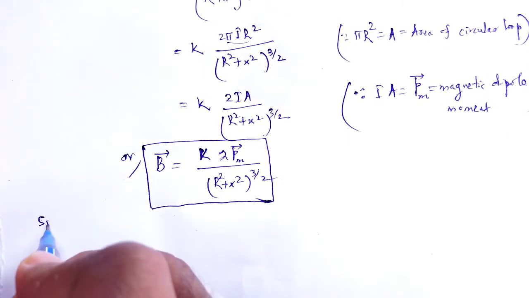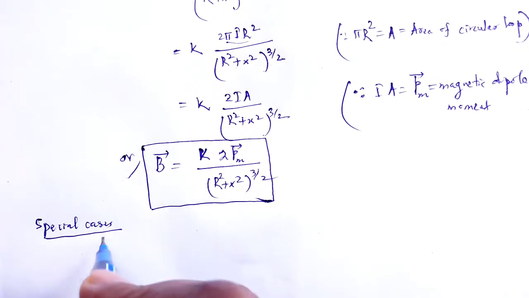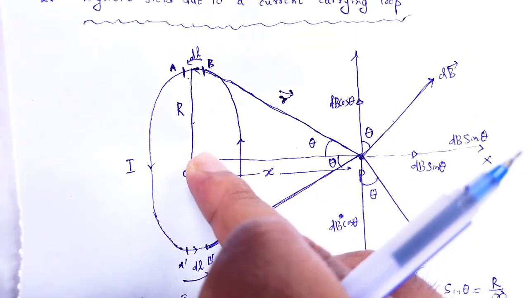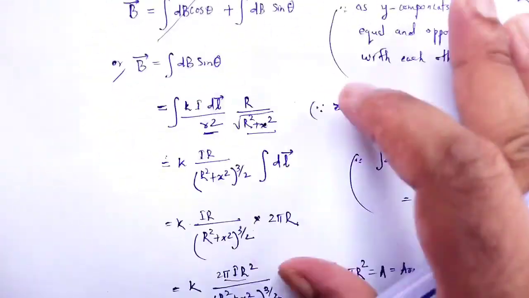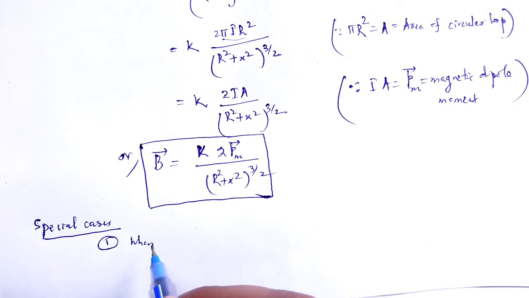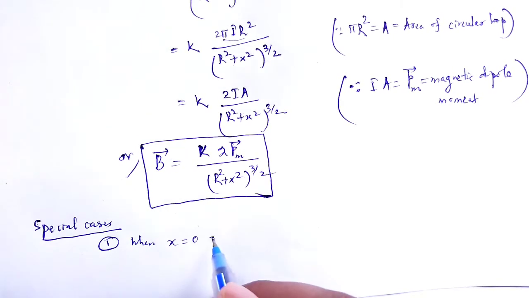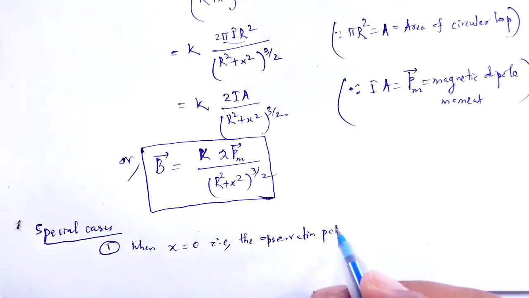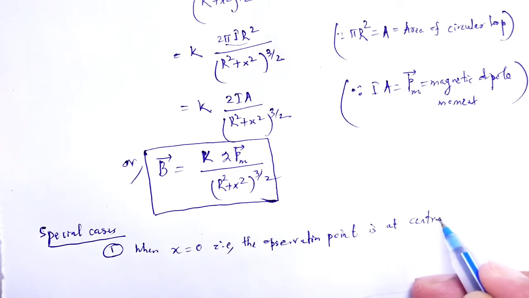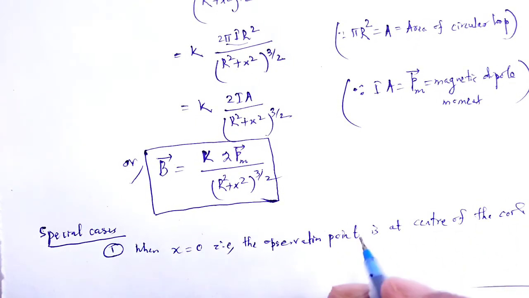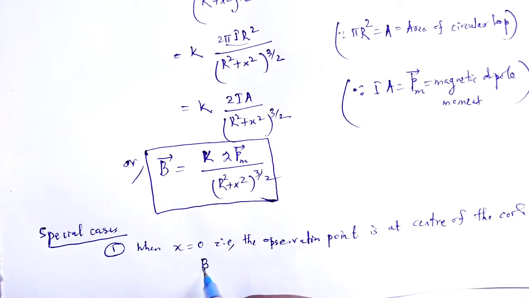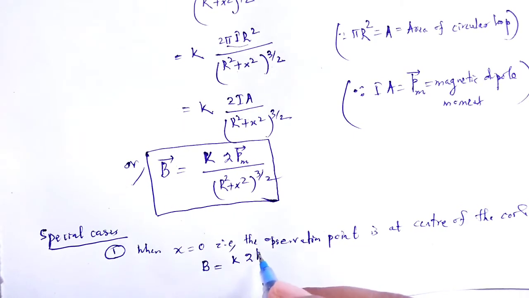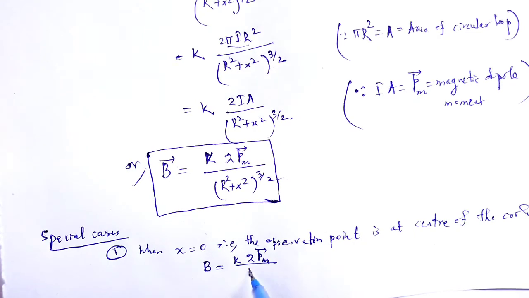There are special cases. When the observation point P lies at the center of that coil, that means distance x is equal to 0. When x is equal to 0, that is, the observation point is at the center of the coil, B will be k 2 P M divided by R cube, as x will be 0.